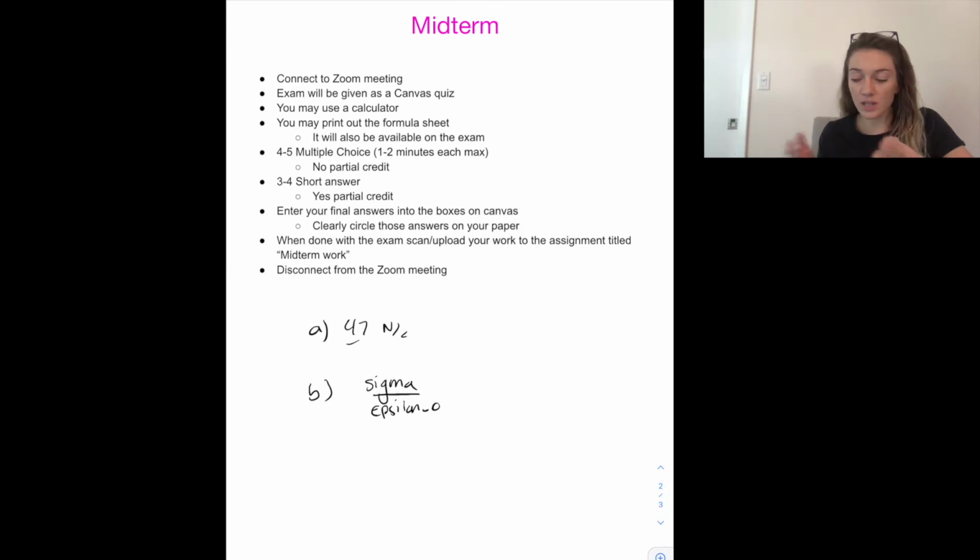And then when you're done with your exam, just upload your work. So either take a picture or scan, whatever is easiest for you. There'll be an assignment titled Midterm Work that you'll see in assignments. So just upload a PDF or a JPEG of your work, and that is what we will grade for the partial credit. And then once your work has been uploaded, disconnect from the Zoom meeting, and then you're done.